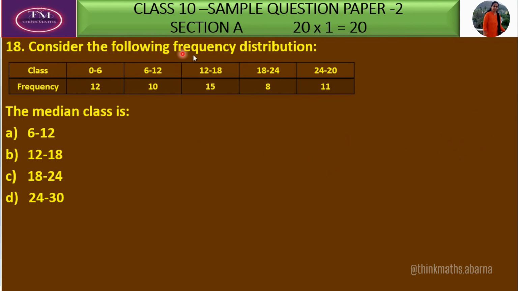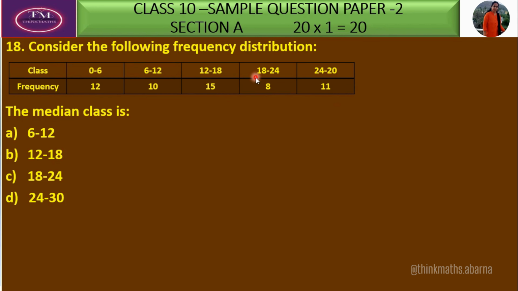Consider the following frequency distribution. So there is a table here. We have to find out the median class. So which one is the median class here? 6 to 12, 12 to 18, 18 to 24 or 24 to 30. Here if you check the numbers in the frequency: 12, 10, 15, 8, 11.